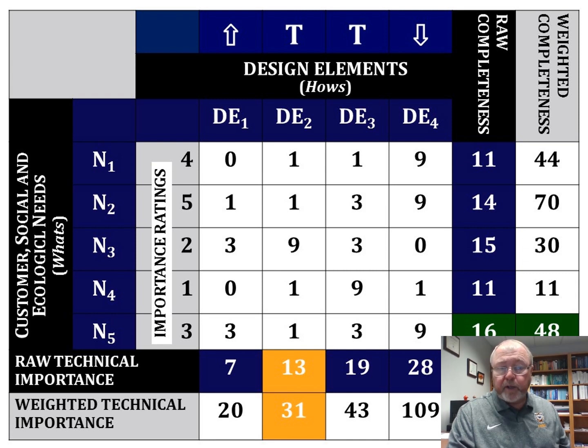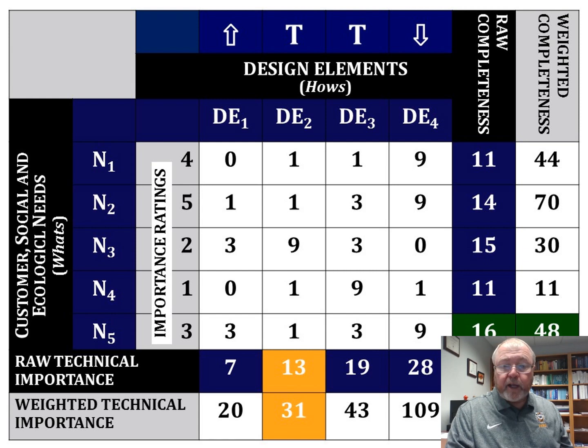31. The bigger the value, the more important that design attribute is to fulfilling customer needs across the array of customer needs. So you see, for example, here that design element number 4 is very important. Okay, design element 4, very important.